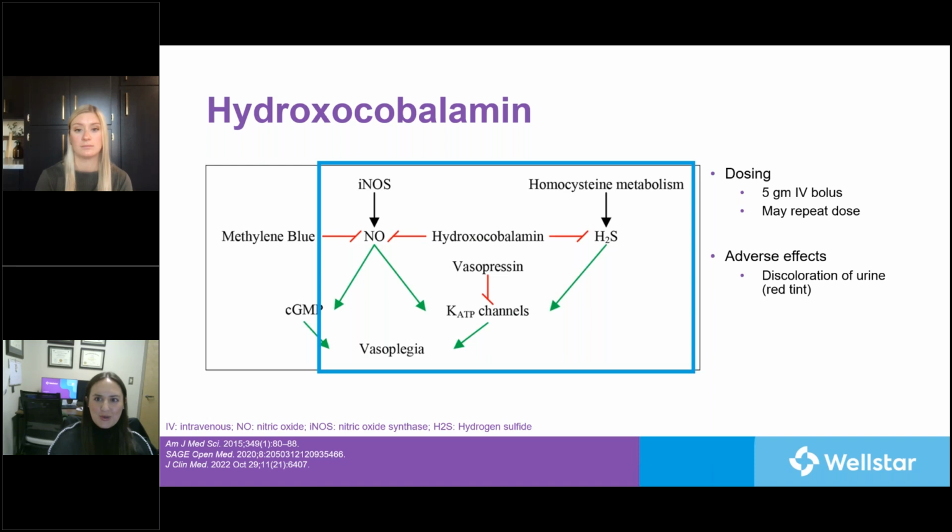Unfortunately, it's on shortage, so we're not using this as an agent right now, but if we did have it, we would be dosing it 5 grams IV bolus, and then you could repeat that dose after about 30 minutes or so, an hour or so, if you didn't achieve appropriate MAP goals. Kind of similarly to methylene blue, hydroxycobalamin also discolors the urine, so it can turn your urine red.